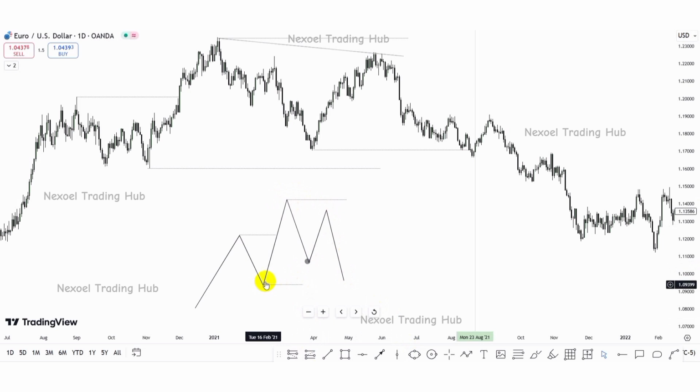This is a strong low point because this took out external liquidity. Now, this fell to the downside and created this low. This low failed to take this out. This is a weak low.